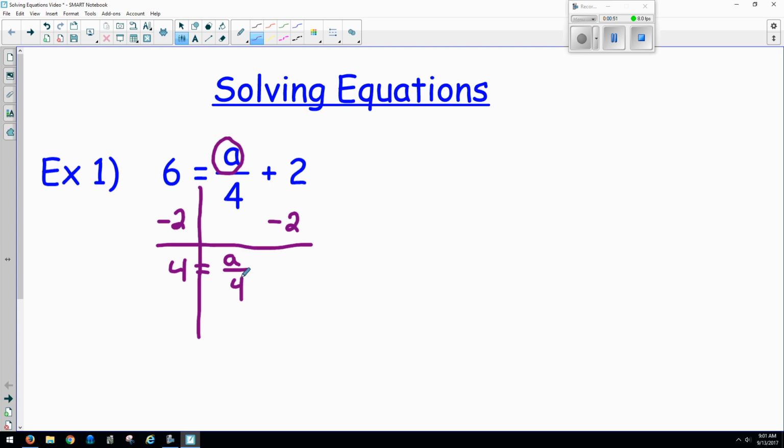Now, I want to get rid of this fraction, so I'm going to do the opposite of division, and I'm going to multiply both sides by 4. And in doing that, the 4's divide out over here, and we're just left with a.